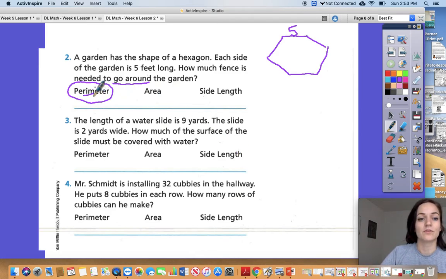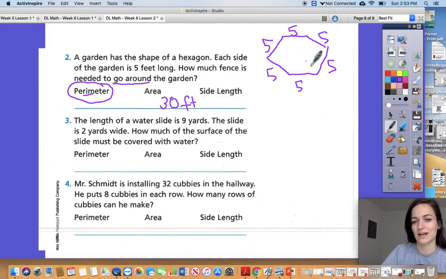All right, so we're actually finding the perimeter because of how much fence goes around. If this is 5, then what side length is this? 5, because it says each side is 5. So 5, 5, 5, 5, 5. And when we're doing perimeter, we're just adding all the sides together. So 5, 10, 15, 20, 25, 30. Now for this one, I'm just going to put 30 feet. I don't put 30 feet squared because I'm not counting how many squares are on the inside. I'm counting the length all the way around to put this fence all the way around.